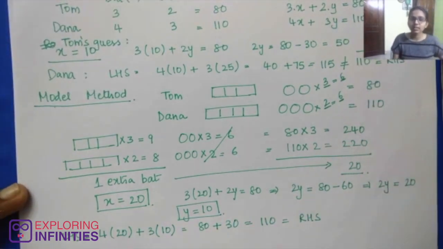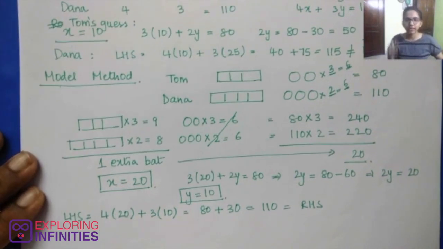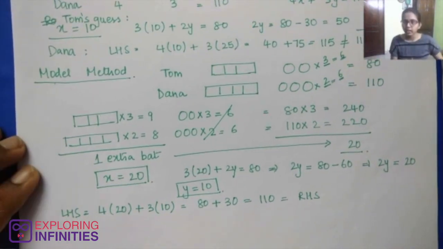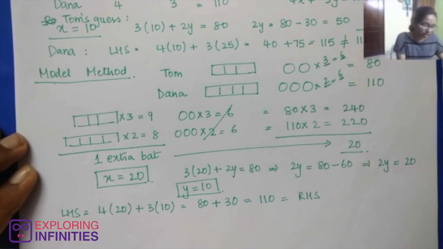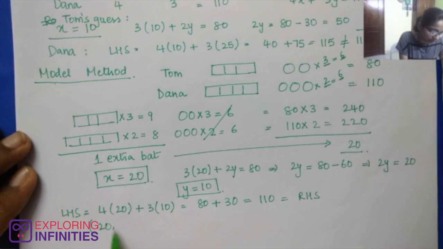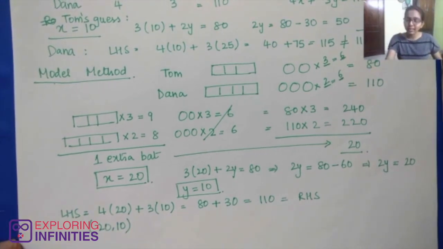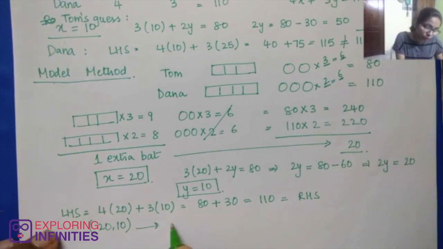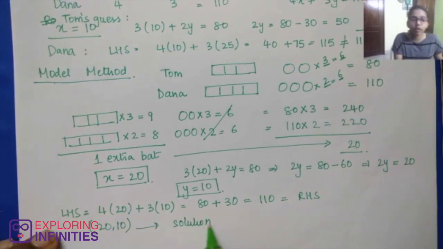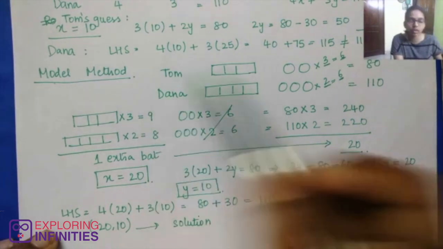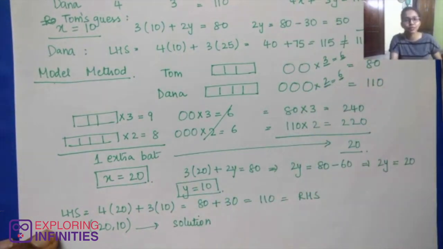So it means that this time, in the model method that we have developed, we have the right answer. We have a solution to our pair of linear equations. That is, our solution is 20 and 10. Why? Because this particular answer satisfies both the equations of Tom and Dana. Therefore 20 and 10 is a solution of our pair of linear equations. That is, we had these two linear equations, and now we have a solution to that pair.